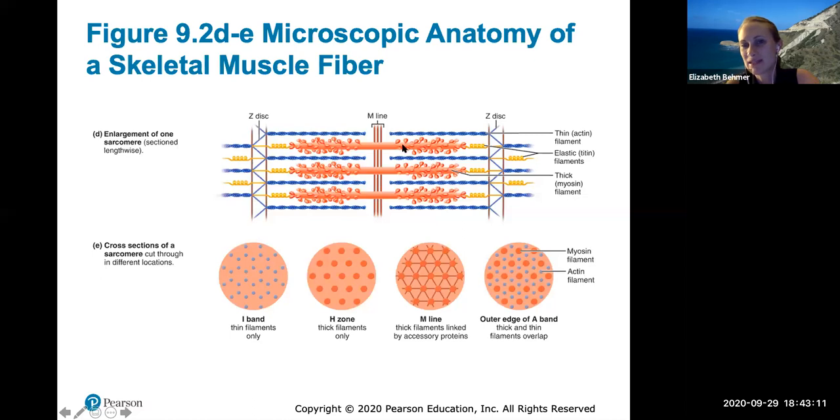And the thick filaments have little heads coming off of them, kind of like golf club heads. And what happens during skeletal muscle contraction is all of these heads from the myosin will reach up and attach to the thin actin filament. And all of those myosin heads will pull the actin filament along. And as those myosin heads pull the actin filament, it causes the sarcomere to shorten, or the actin to slide past the myosin. And that is the shortening of the sarcomere that causes the contraction of the muscle.